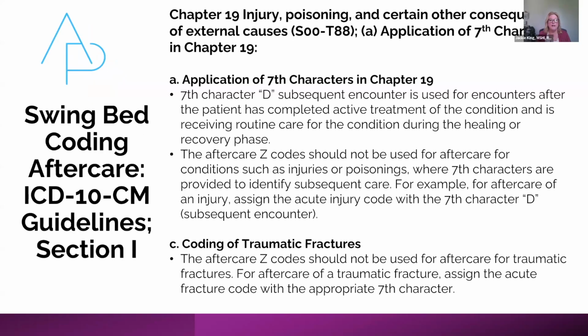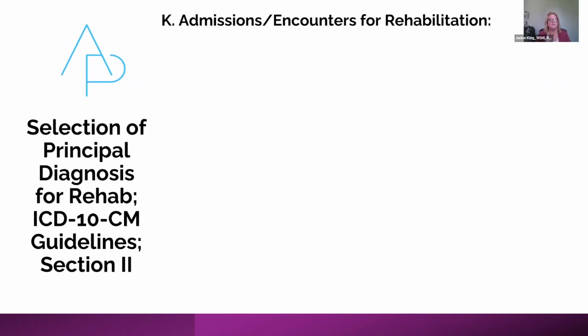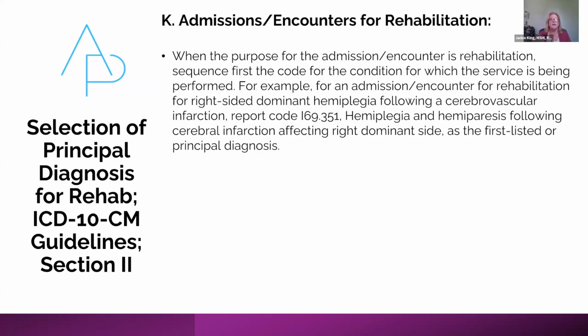I was in section 1 here. I'm popping over to section 2, which is the selection of principal diagnosis for rehab. So they're coming in generally to your swing bed, possibly for rehab or for IVs. Letter K, admissions or encounters for rehab. This is coming right out of the book. When the purpose for the admission or encounter is rehab, sequence first the code for the condition for which the service is being performed. So they give you an example. If they're coming in for rehab for right-sided dominant hemiplegia following a CVA, report I69.351, which is hemiplegia and hemiparesis following cerebral infarction affecting the right dominant side. That's your first listed or your principal diagnosis.